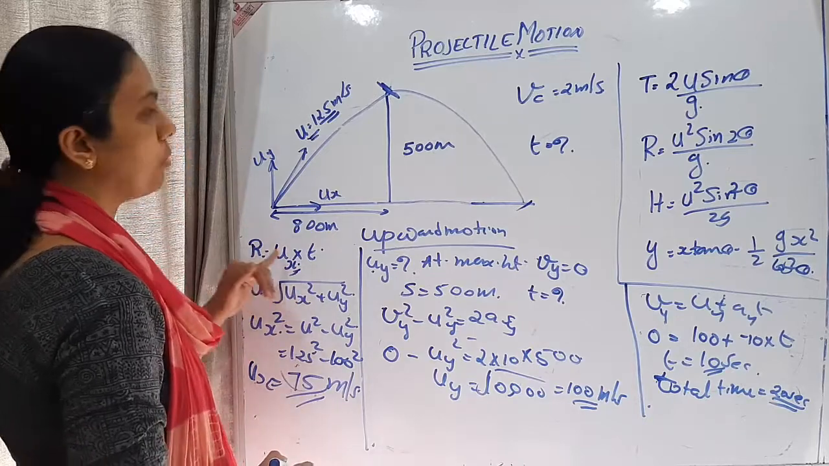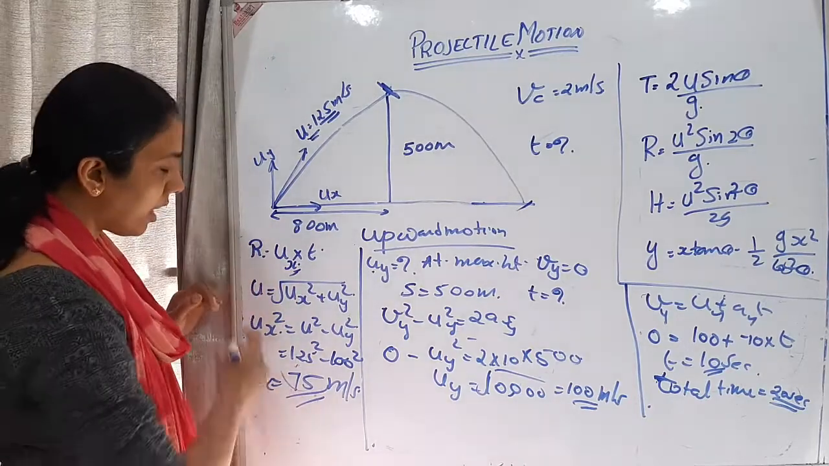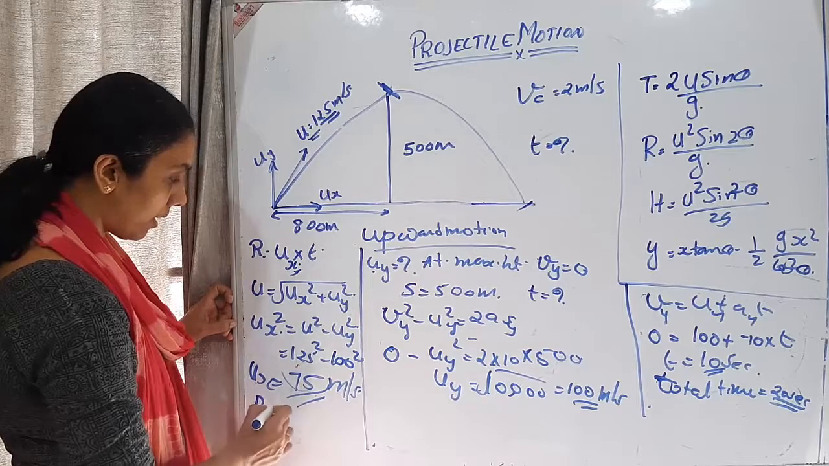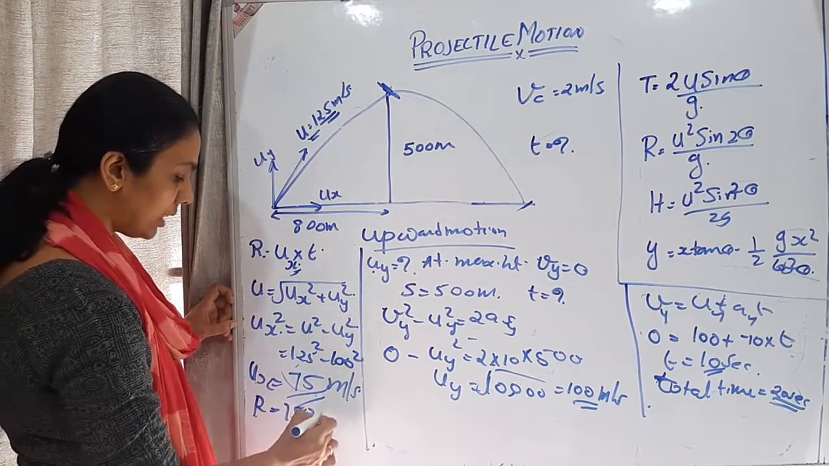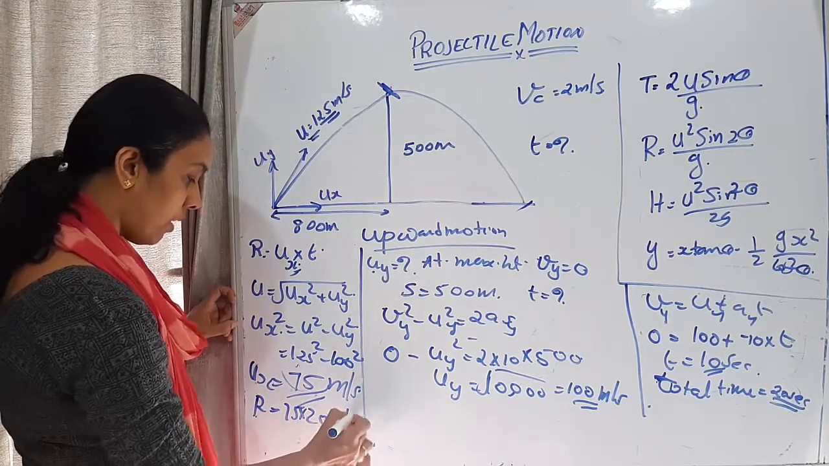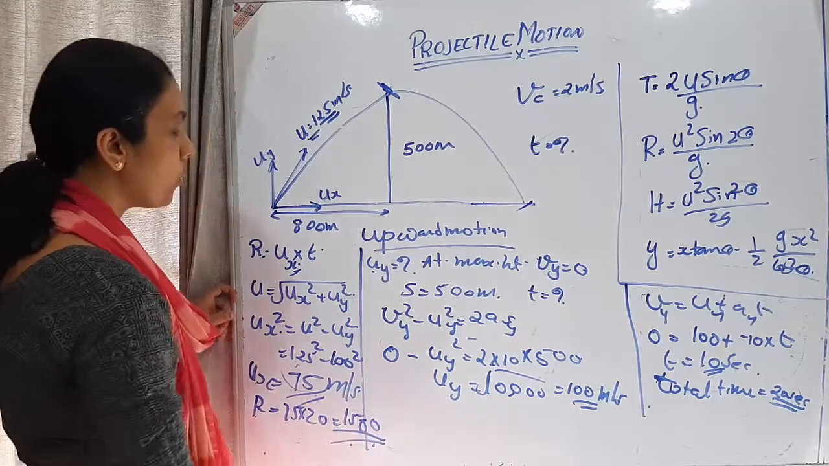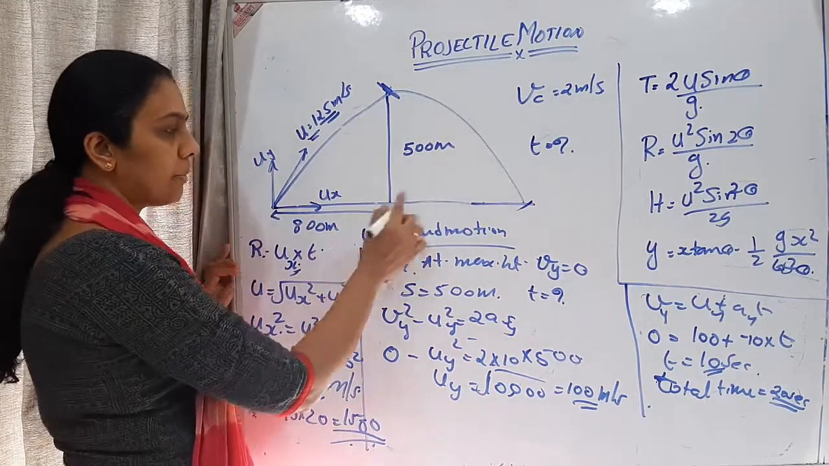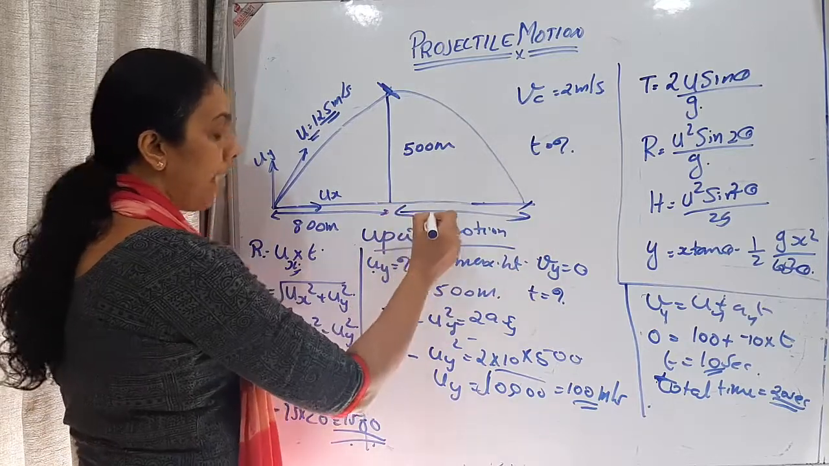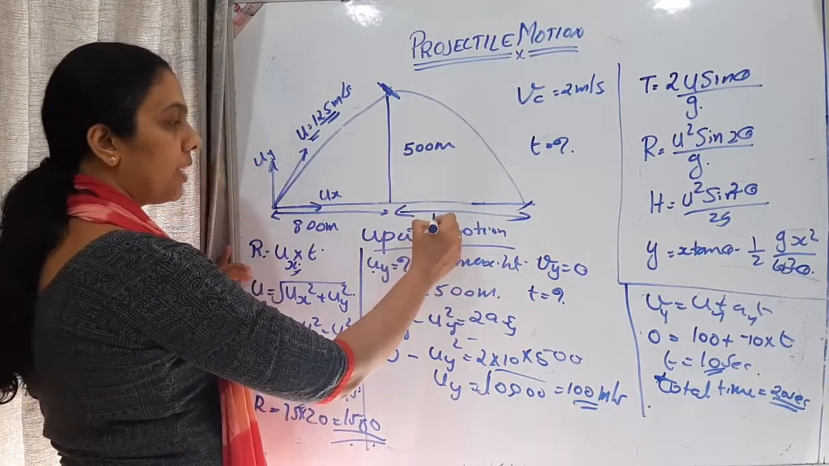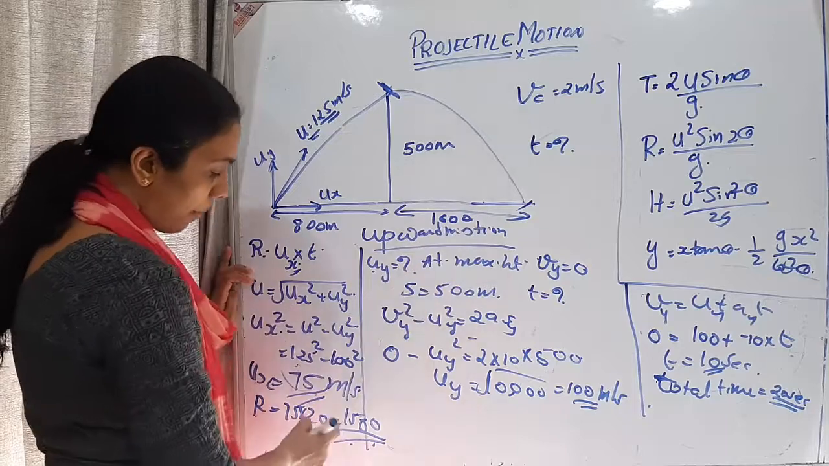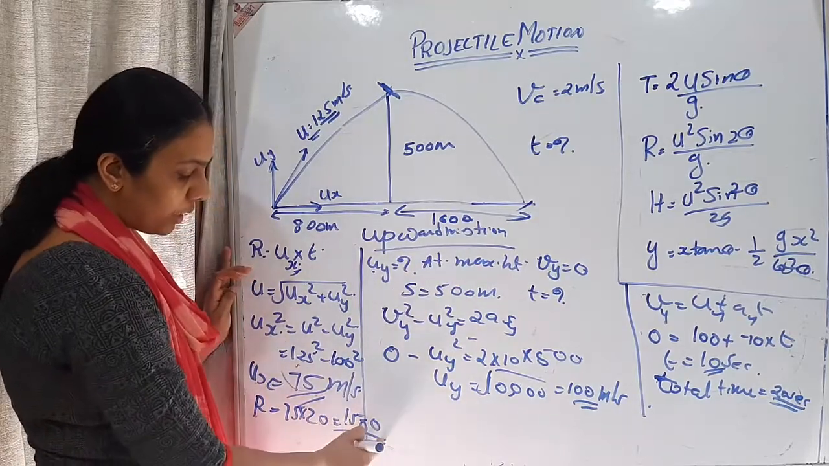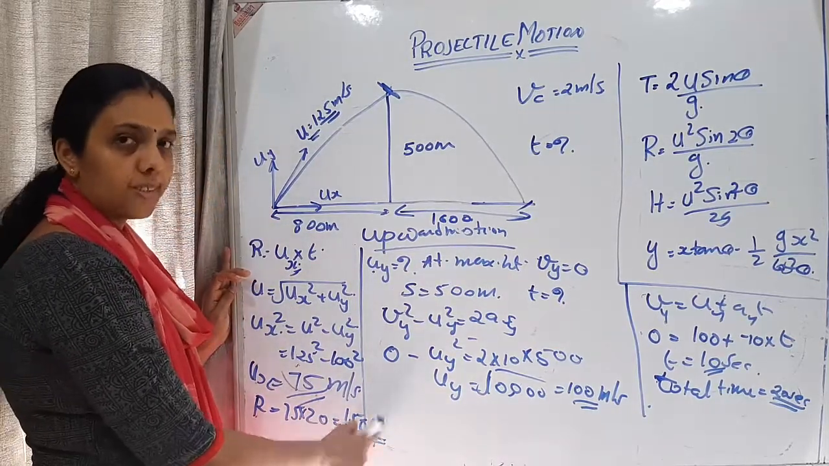So how much distance along the x direction will it be covering? 75 into 20, so that is 1500. So 1500 totally it will be covering. This is 800 meters, so this will be 800. Together it is 1600. But it is able to cover only 1500 meters totally.